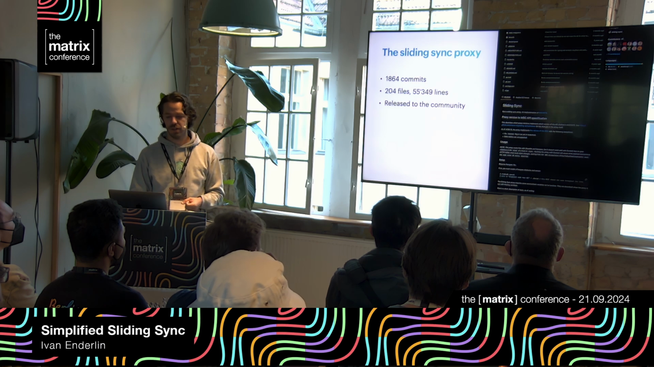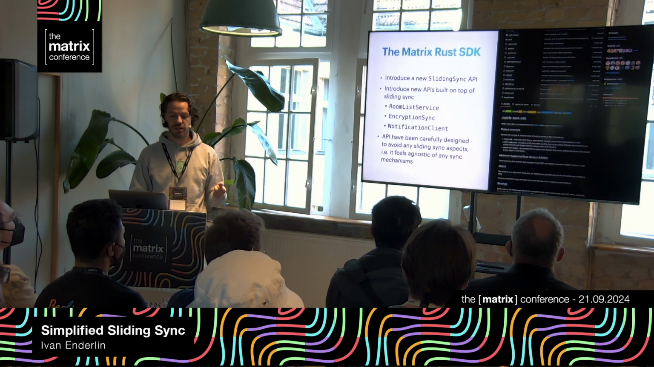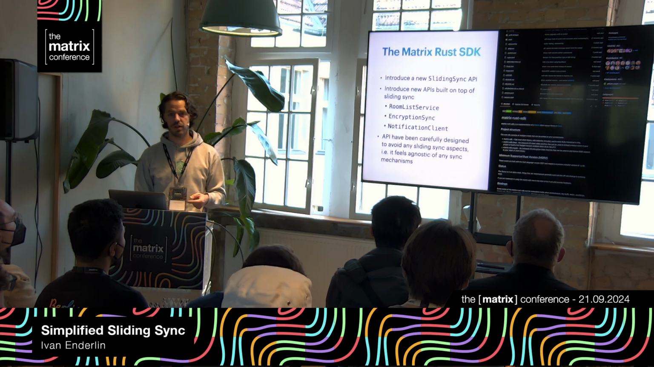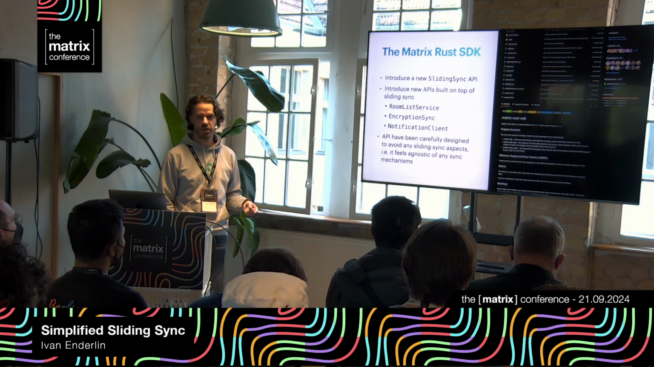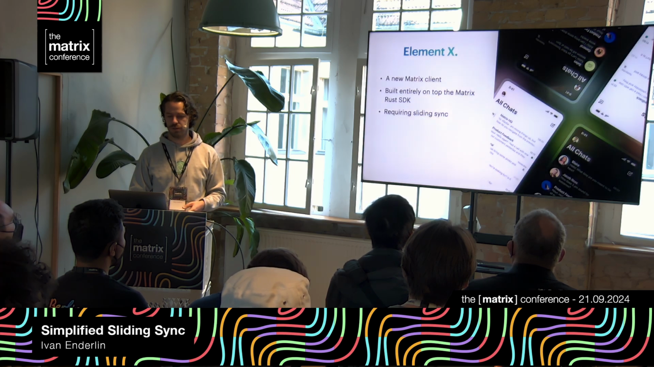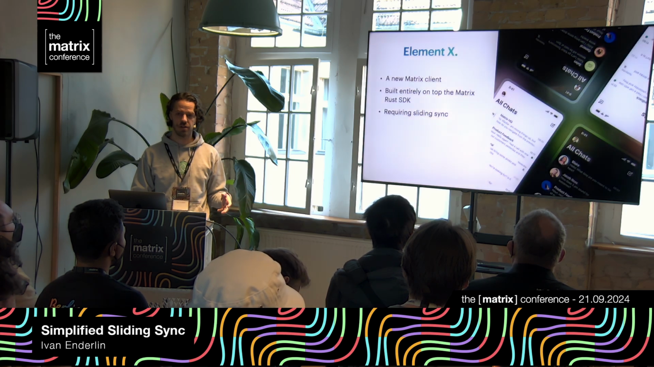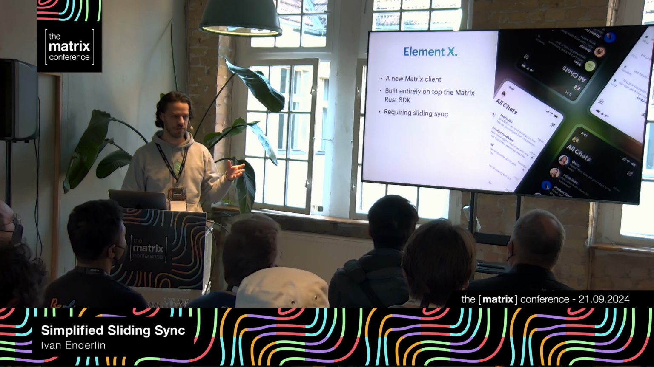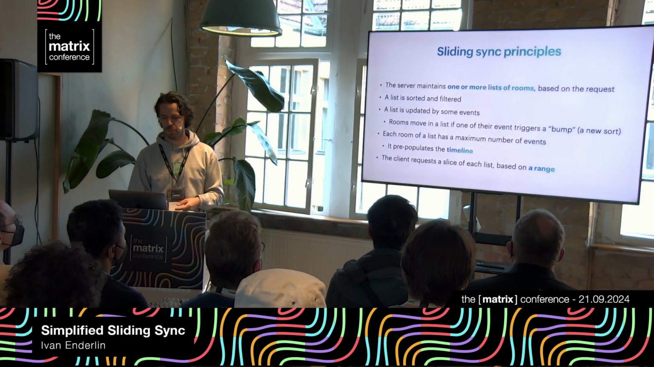So we have three characters now. The proxy, the Rust SDK, which provides a sliding sync API, and on top of it, we have three new APIs: the room list service, encryption sync, and the notification client. And Element X, a brand new app that requires sliding sync. So it doesn't work with sync v2, for example. It is designed to work with sliding sync.